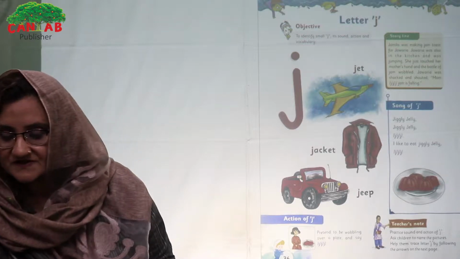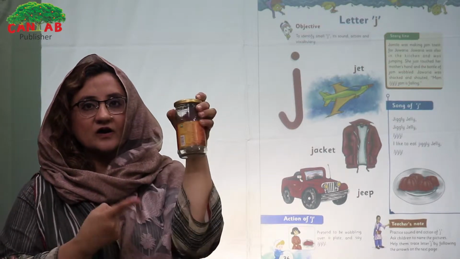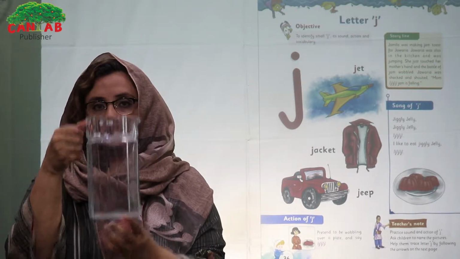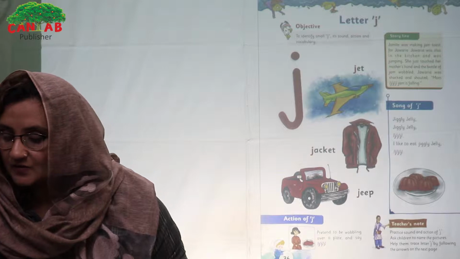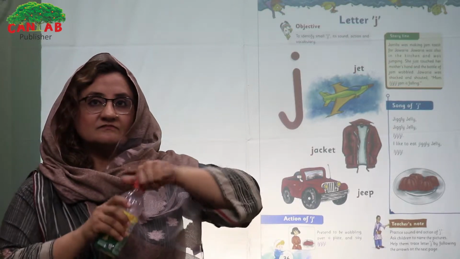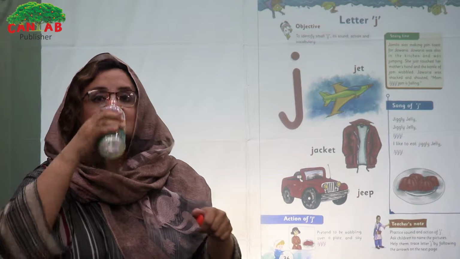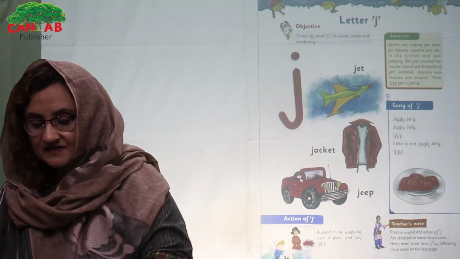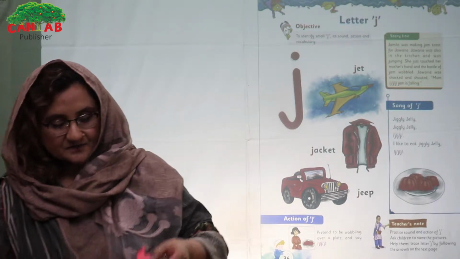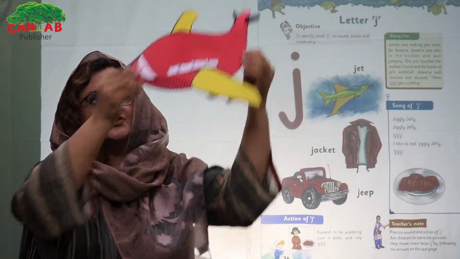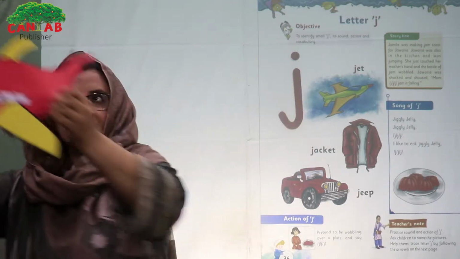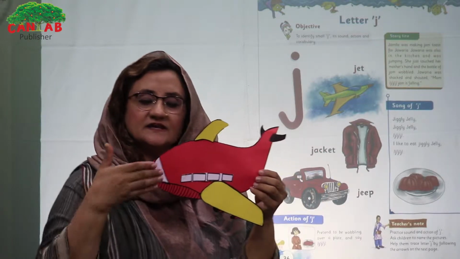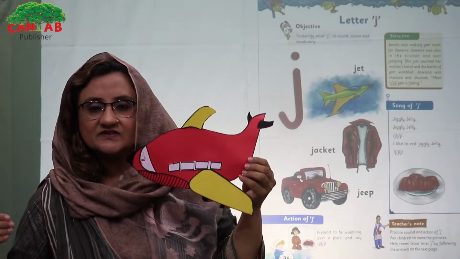Now look at the objects. Look at here. What is this? Jar or jam. What is this? Jug. A jug. And look at here what I am having in my hand. Yummy, yummy. Juice. Do you like to drink juice? Juice. And what is this in my hand? This is the picture of a cutout of a jet. Jet.